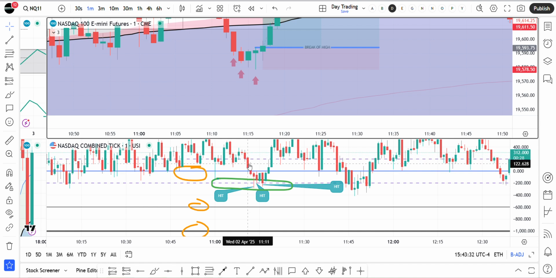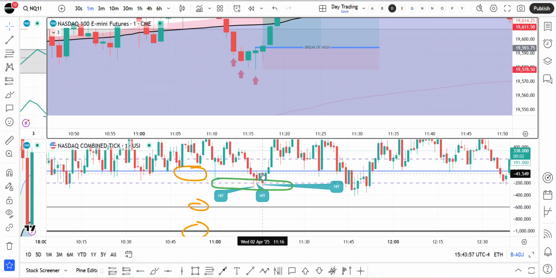And then you want to see the exact next candle on the 1 minute chart break the high of that candle at hit. So you can see the time here is 11:13. Did we break the high on the next candle? No. 11:14, there was a hit. Did we break the high on the next candle? No.